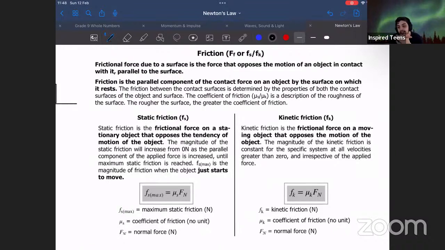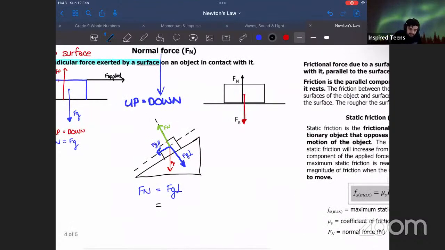So Fn is equal to Fg because the box isn't moving vertically, but rather shifting up the slope. So your second part of your sentence is correct. The box is not moving vertically. It's shifting along the slope. But your first part is incorrect. Fn is not equal to Fg. Fn is equal to Fg perpendicular because we are considering up forces and down forces. We have to say that the up forces should be equal to the down forces. So Fn is equal to Fg perpendicular.